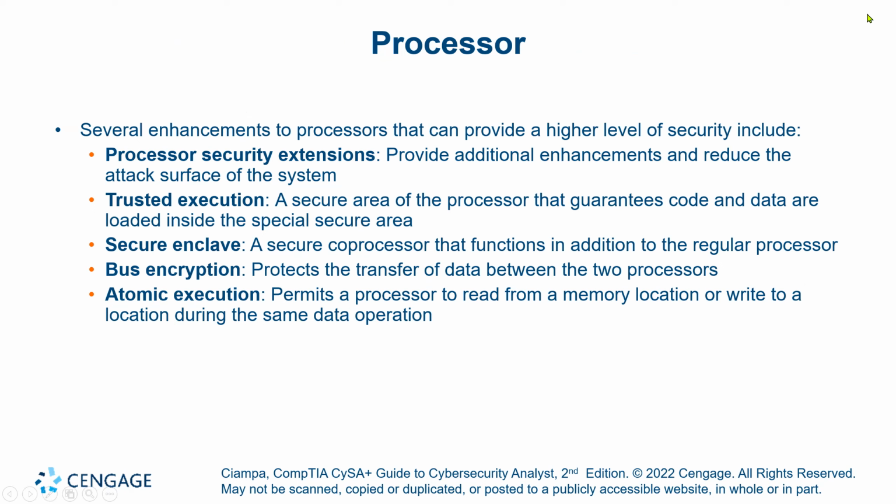Processor. Several enhancements to processors that can provide a higher level of security include processor security extensions, which provide additional enhancements and reduce the attack surface of the system; trusted execution, a secure area of the processor that guarantees code and data are loaded inside the special secure area; secure enclave, a secure coprocessor that functions in addition to the regular processor; bus encryption, which protects the transfer of data between the two processors; and atomic execution, which permits a processor to read from a memory location or write to a location during the same data operation.